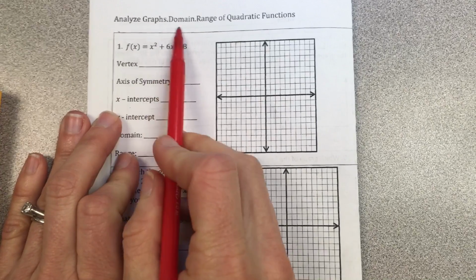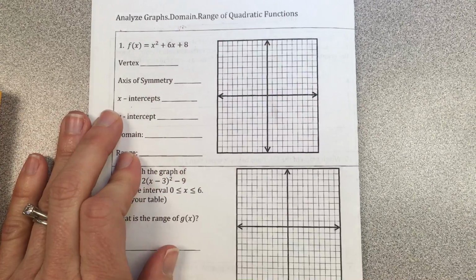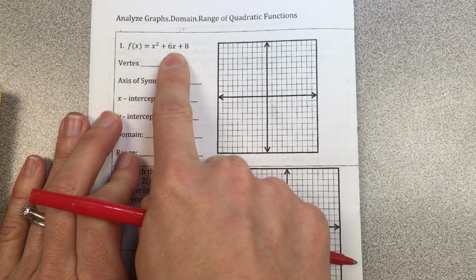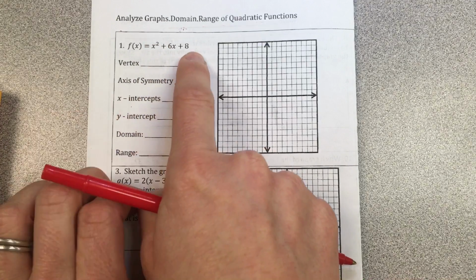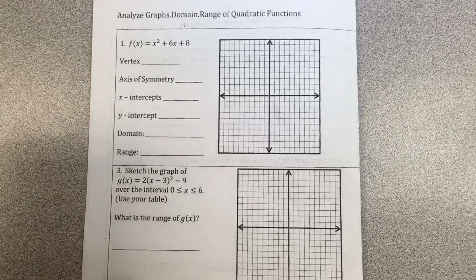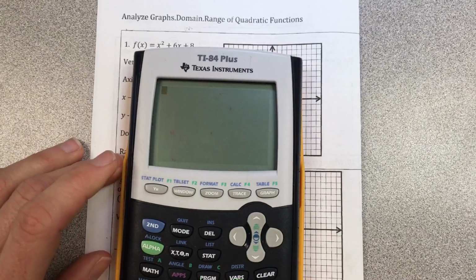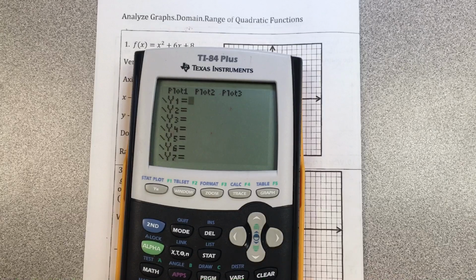So we are going to analyze graphs and talk about domain and range of quadratic functions. For this first one, x squared plus 6x plus 8, I want to show you two different ways to do it. So one way, follow along with me, go ahead and click your y equals in your calculator.